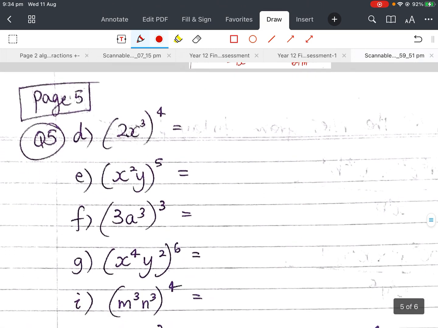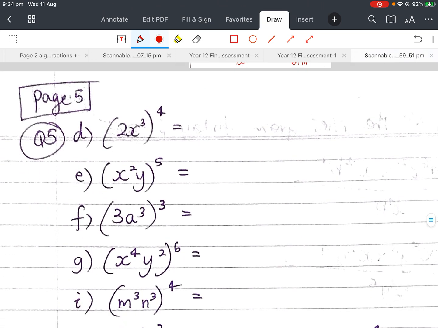Right, so let's do some more. You can do D. I'm going to go over E and G, and then you can try the rest and watch my video if you want the answers. So remember, it means x squared y, I'm doing E right now, written out 5 times.